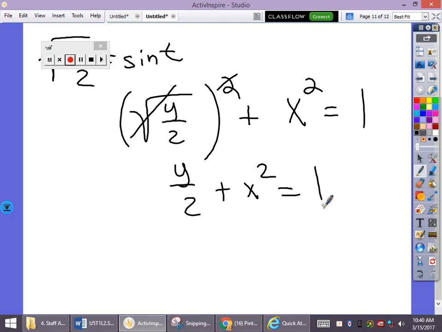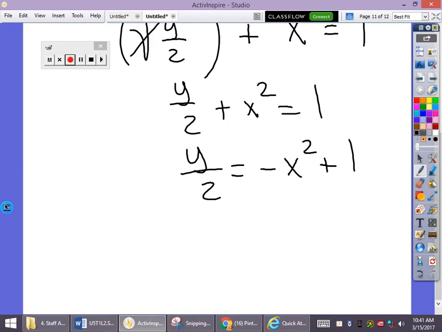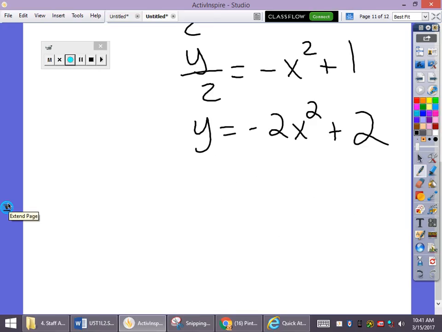Now, this is not an ellipse, it's not a circle, it's not a hyperbola, okay? This one, there is a plain y, so I need to get y by itself to see what type of equation it's going to be. So how do I get y by itself? Subtract x squared. So y over 2 equals a negative x squared plus 1, or 1 minus x squared. Okay, how do I get rid of the 2? Multiply by 2. So y equals negative 2x squared plus 2. Now, who can tell me what type of graph this is? It is a parabola. It's a quadratic.